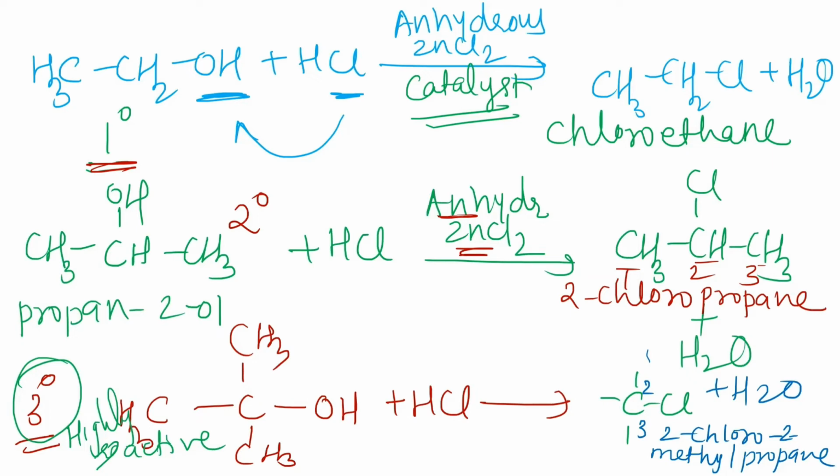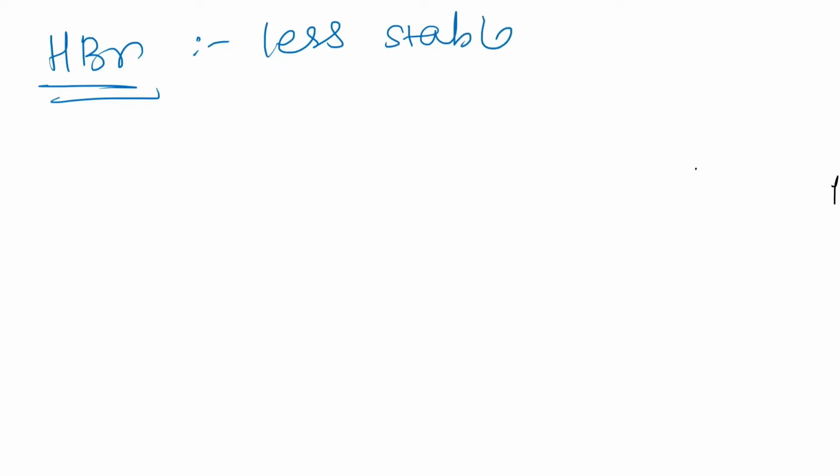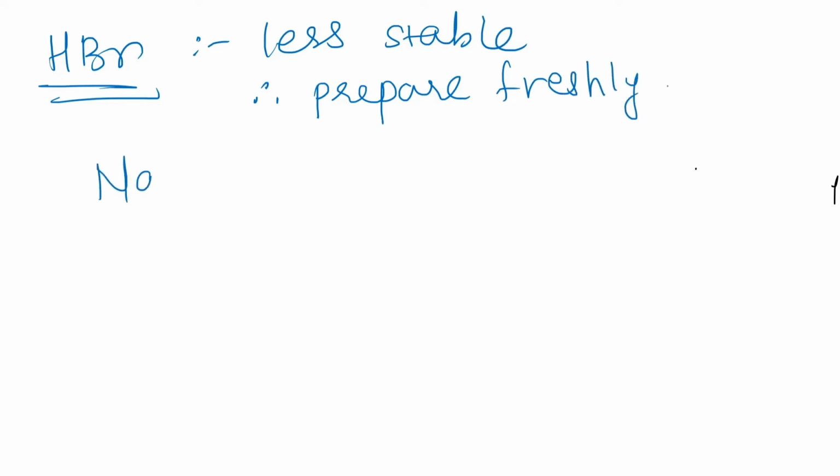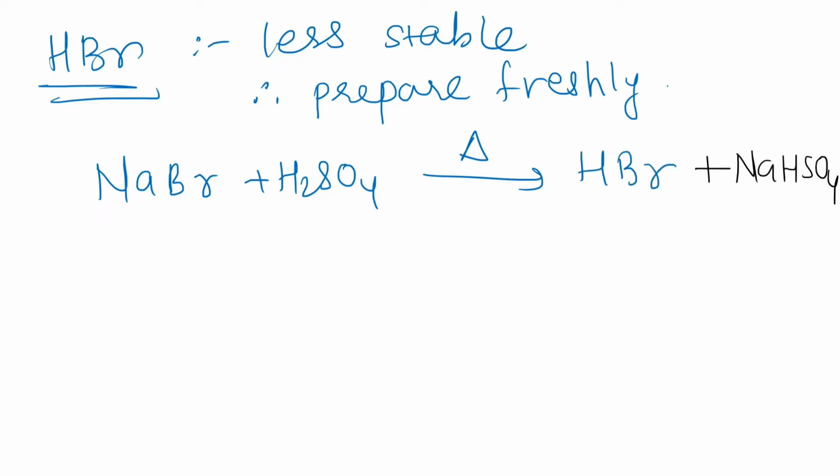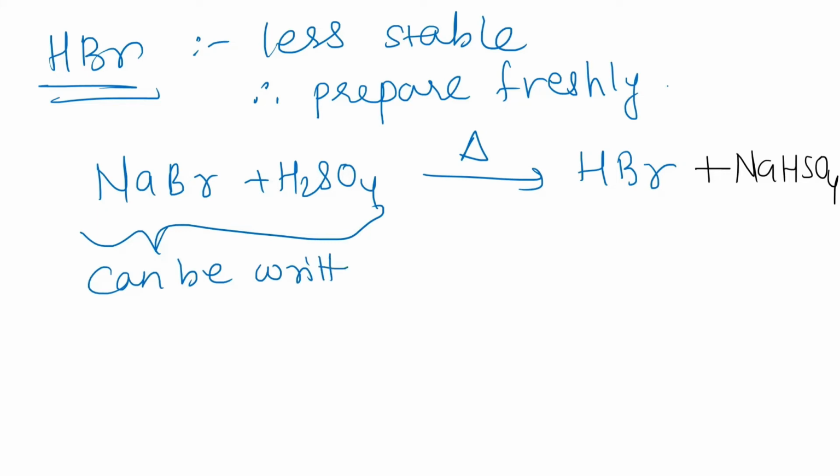Now I will show you how the carbocation is formed here and how rearrangements are possible in this type of reaction. This HBr which is being used in this reaction is less stable, and therefore we have to prepare this reagent freshly. So how to prepare this HBr? Sodium bromide plus sulfuric acid, which when heated forms HBr, and this condition can be written on the arrow.